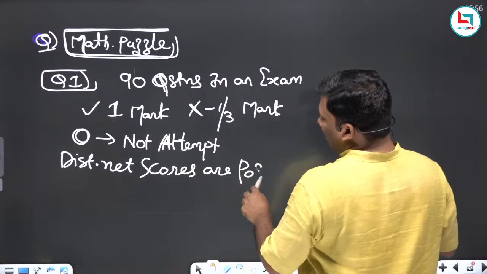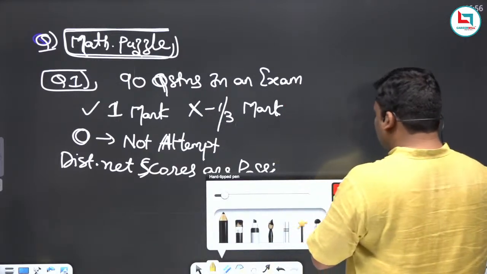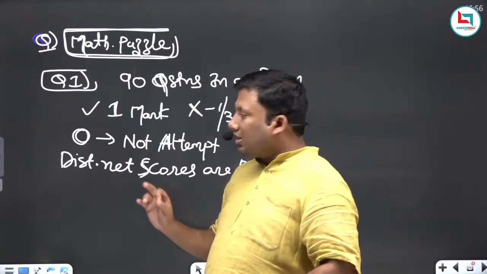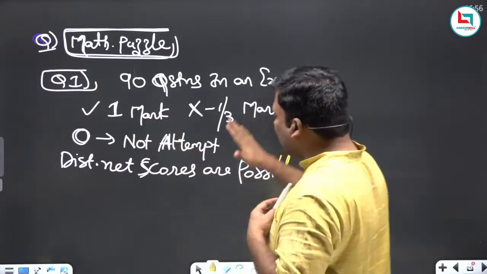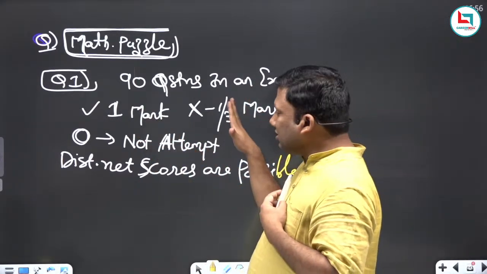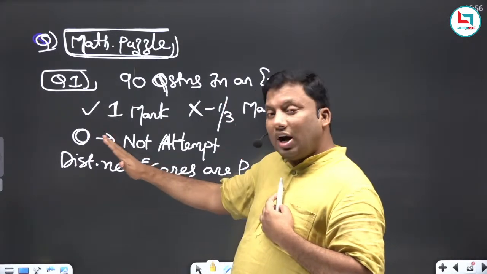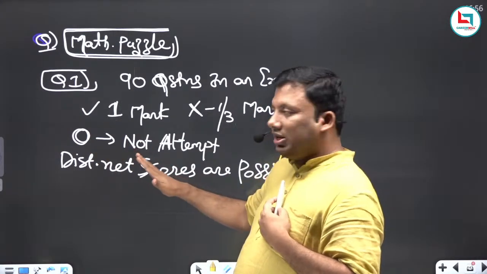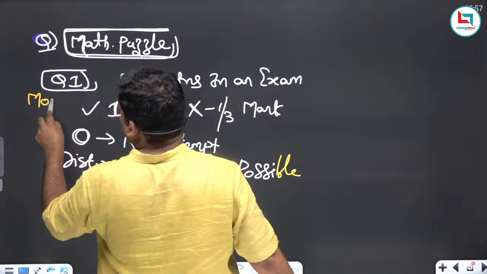There is an exam conducted. Totally there are 90 questions in the exam. If I do right, the examiner will give me 1 mark. If I do incorrect, he will charge me a penalty of 1 by 3 marks. If I do not attempt a question, it is 0 marks. How many distinct net scores are possible? Most often repeated mock question.